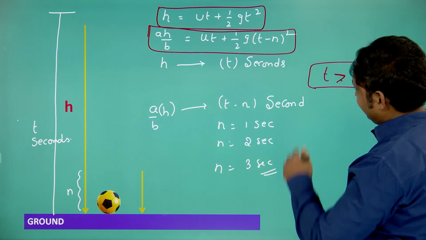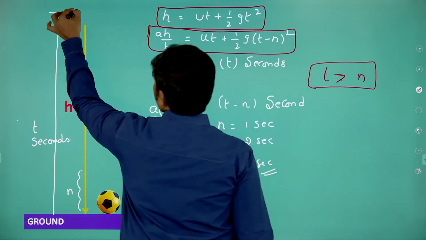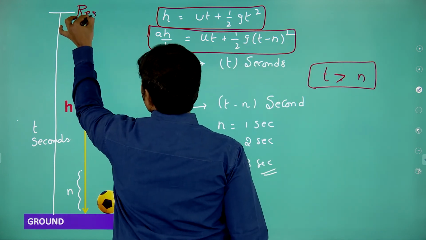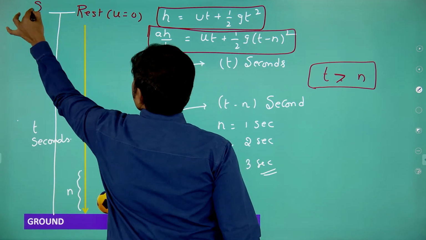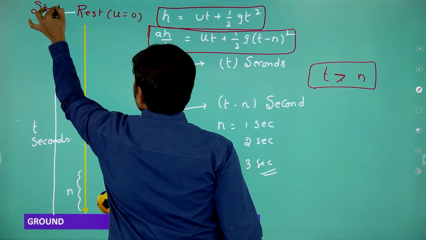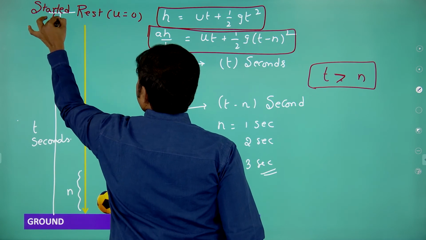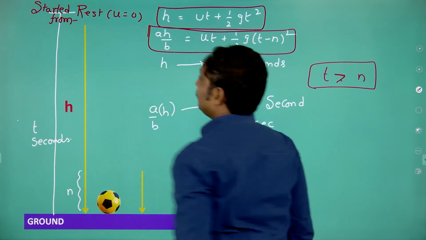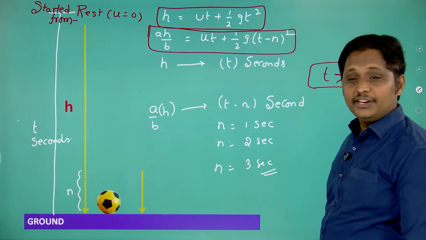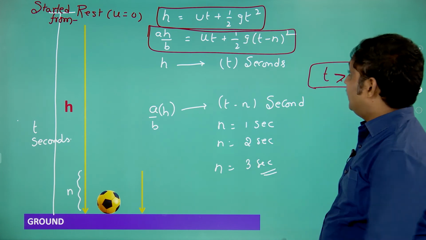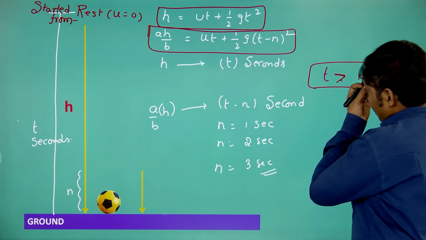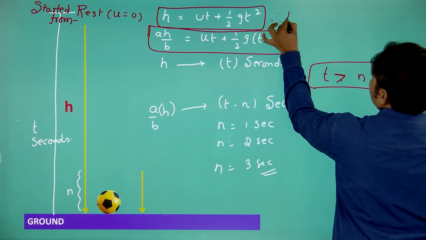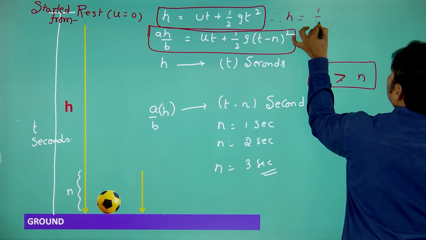Now, if they have started from rest, then you have to consider u is equal to 0. It's very clear. Therefore, H is equal to half g t square.